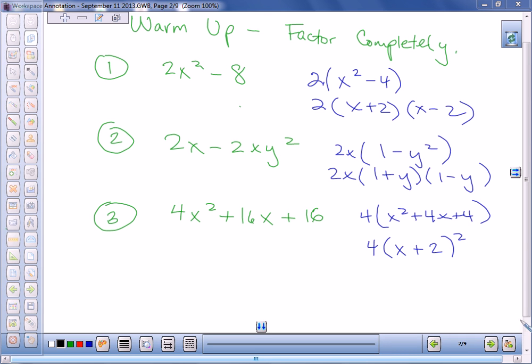The 2x in front, and the 2 in front, and the 4 in front. Okay. So on all of our warm-ups today, they had a greatest common factor, which could be factored out.